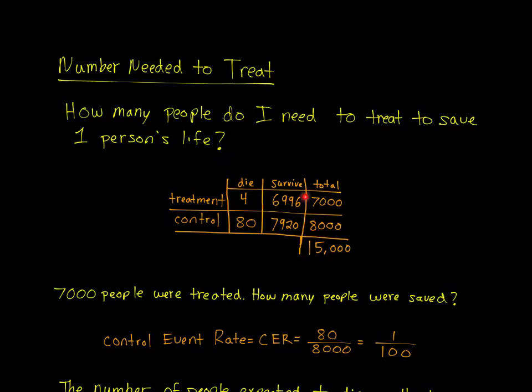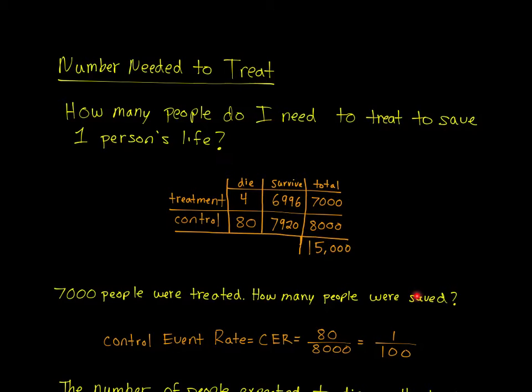People in the treatment group, had they been in the control group, they would have died, but because they were treated, they were saved. So in order to answer the question for the number needed to treat, how many do I need to treat in order to save one person's life, first I have to figure out, of these 7,000 people, how many people were saved.